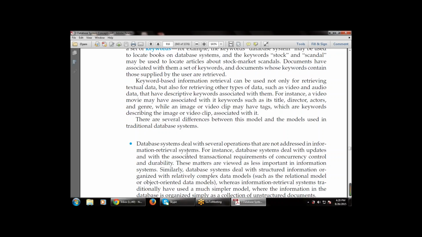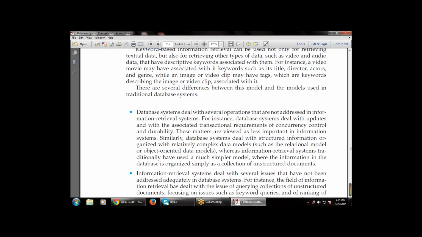Similarly, database systems deal with structured information organized with a relatively complex data model, whereas information retrieval systems have traditionally used a much simpler model, where the information is organized as a collection of unstructured documents.